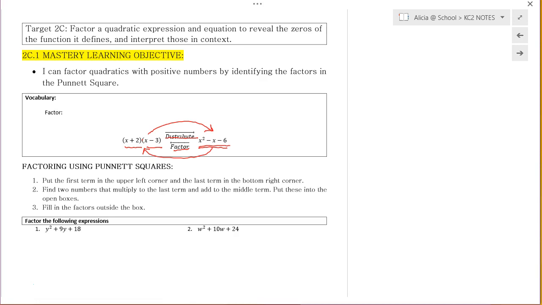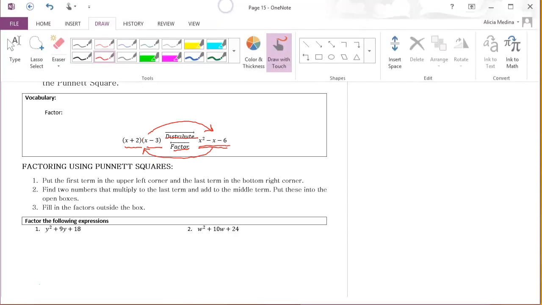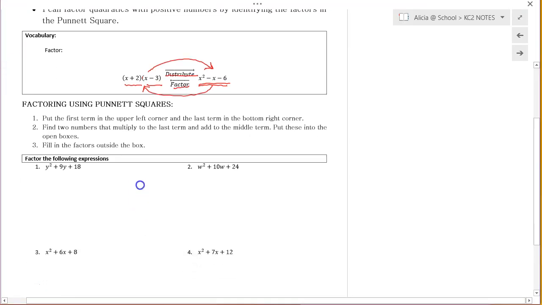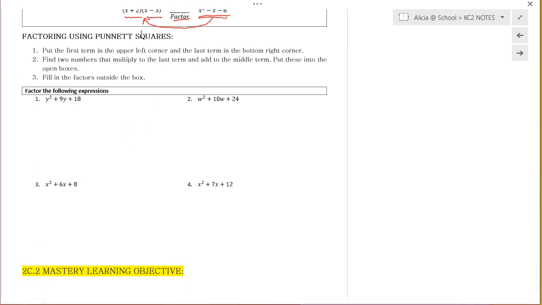I'm dealing with different examples of that, and we're going to still be using our Punnett square. So the first thing is we want to put that first term in the upper left corner and the last term in the bottom right corner. I'm going to scroll down a little bit here and follow those steps, looking at these examples. I know I'm going to be using a Punnett square box, so I'm going to go ahead and draw myself a Punnett square box.